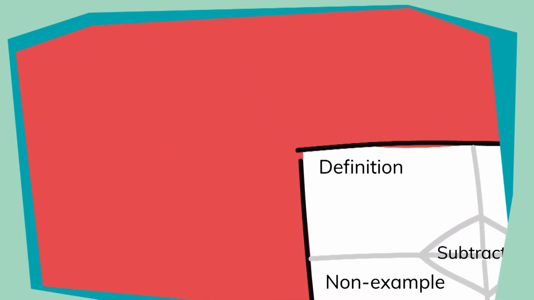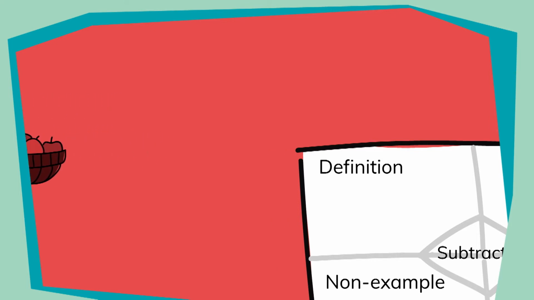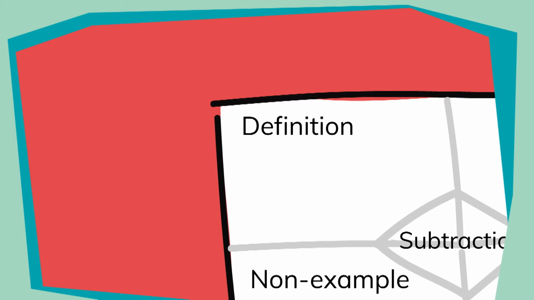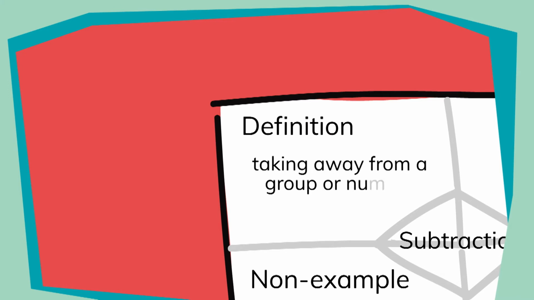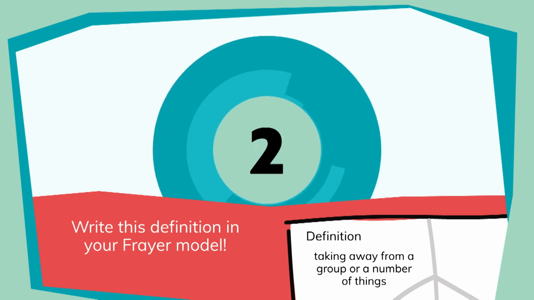So now let's think about what subtraction means. If Splat and I are in the North Carolina mountains picking apples, and he took away the apples he picked, that would be subtraction. So then we could say subtraction is when we take away from a group or a number of things. Splat and I are going to give you some time to write this definition in your Frayer model. As we learn more about subtraction in today's lesson, you will be able to add examples, non-examples, and draw a picture to share your growing understanding of subtraction.